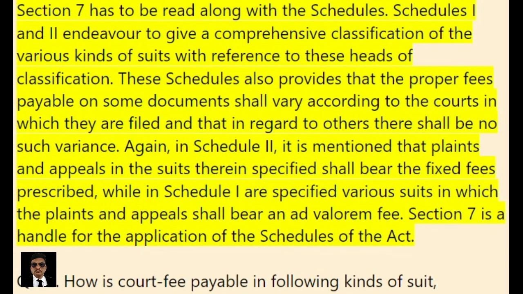Section 7 has to be read along with the schedules. Schedules 1 and 2 endeavor to give a comprehensive classification of the various kinds of suits with reference to these heads of classification. These schedules also provide that the proper fees payable on some documents shall vary according to the courts in which they are filed, and that in regard to others there shall be no such variance. Again, in Schedule 2, it is mentioned that plaints and appeals in the suits therein specified shall bear the fixed fees prescribed, while in Schedule I are specified various suits in which the plaints and appeals shall bear an ad valorem fee. Section 7 is a handle for the application of the schedules of the Act.